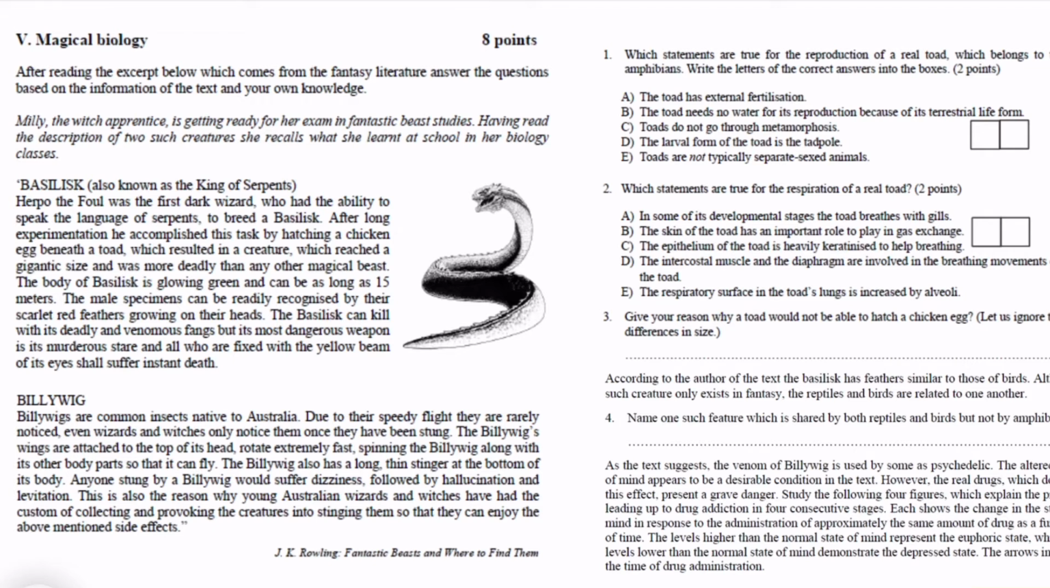The body of the basilisk is glowing green and can be as long as 15 meters. The male specimens can be readily recognized by their scarlet red feathers growing on their heads. The basilisk can kill with its deadly and venomous fangs, but its most dangerous weapon is its murderous stare, and all who are fixed with the yellow beam of its eyes shall suffer instant death.